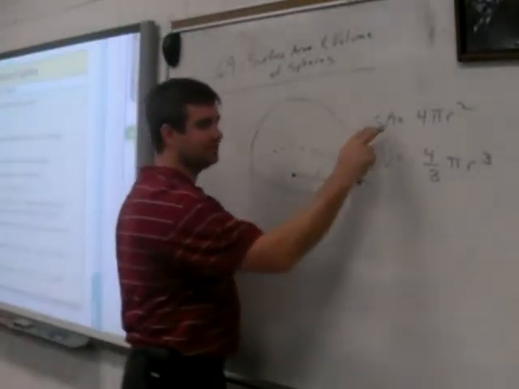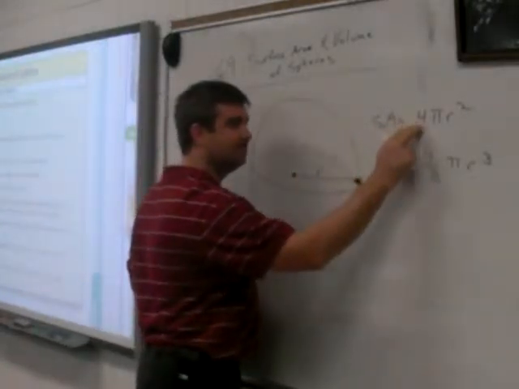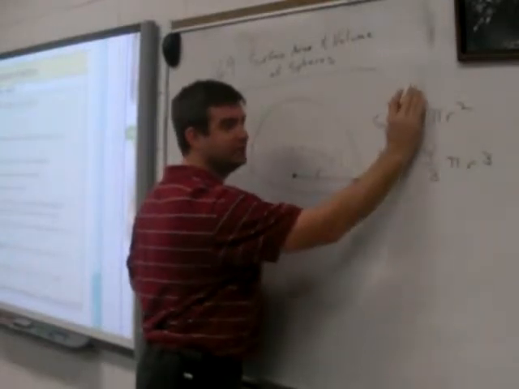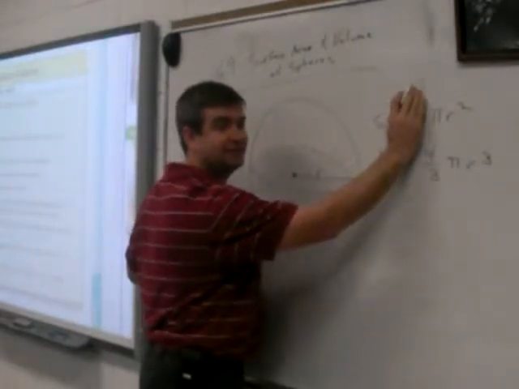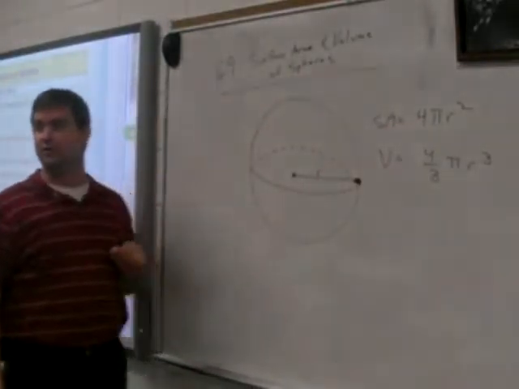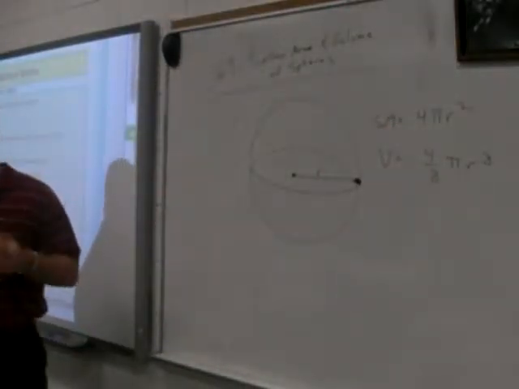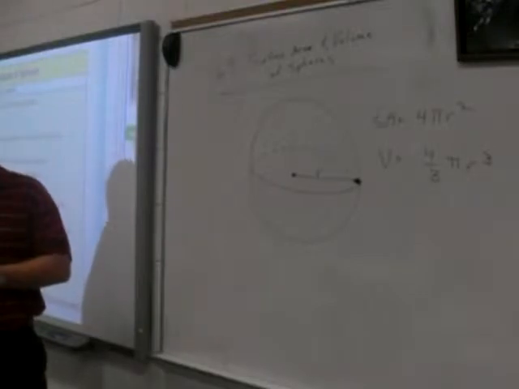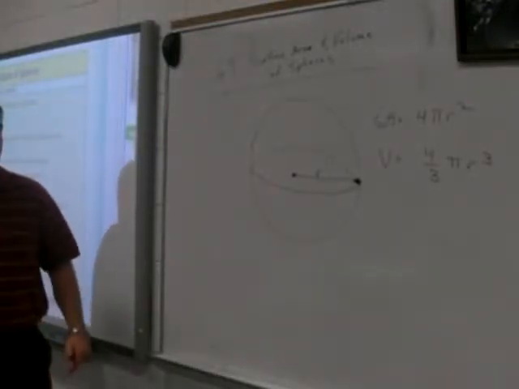We have a formula for surface area, which is 4 times pi r squared. And the good news is it's very similar to the area of a circle, which is pi r squared. We're just tacking a 4 onto the front. We do everything exactly the same. We type in 4 pi and then radius squared, and we get the right answer.